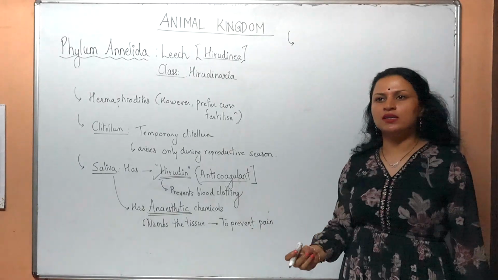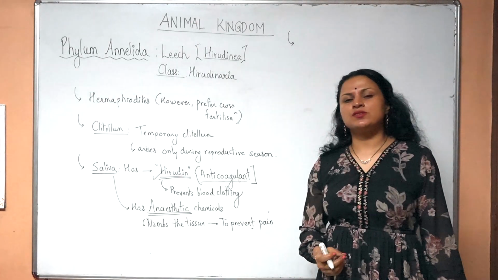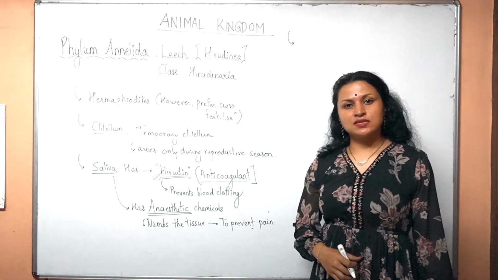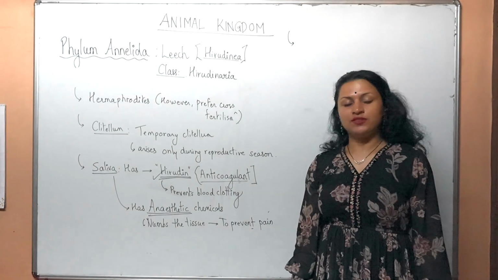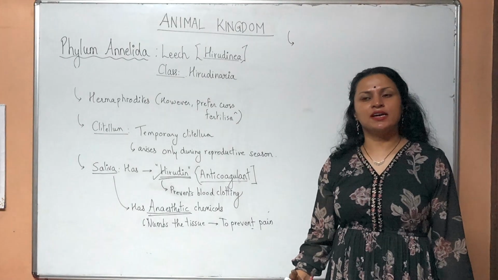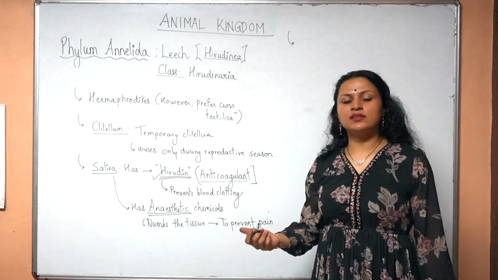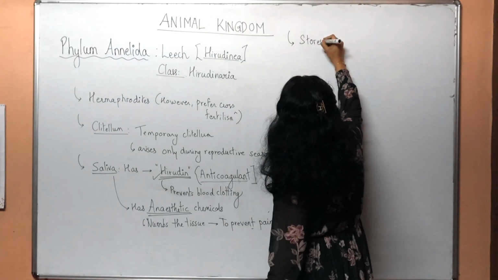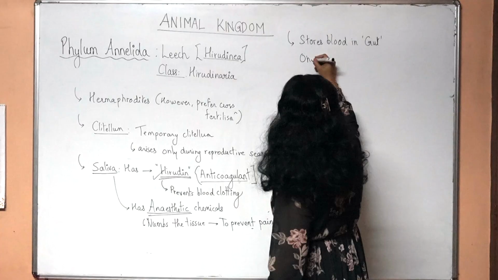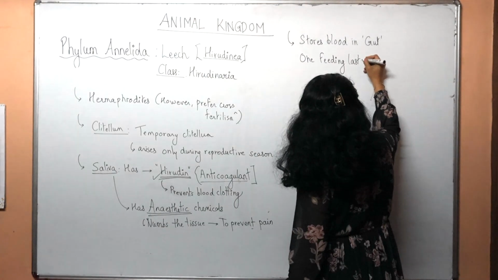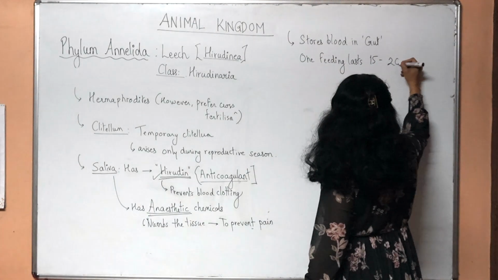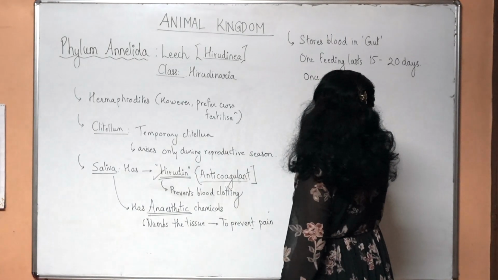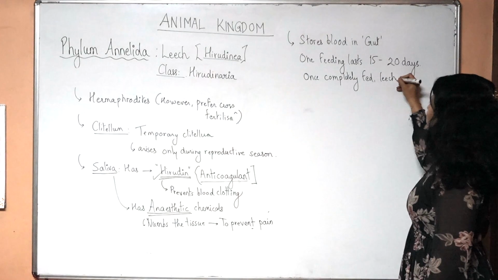Once the leech has its blood meal, it's going to store this sucked blood in its gut which can become quite enlarged. After this meal, the leech will detach itself from the animal and it can live up to 15 to 20 days without eating anything else. Stores blood in gut. One feeding lasts 15 to 20 days. Once completely fed, leech detaches.